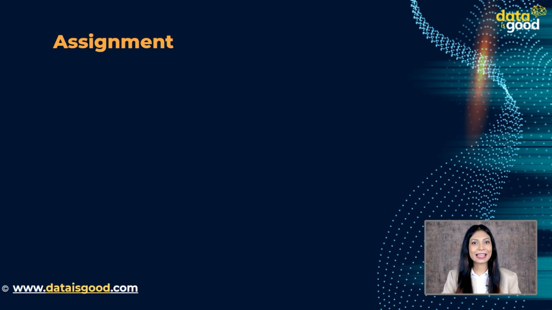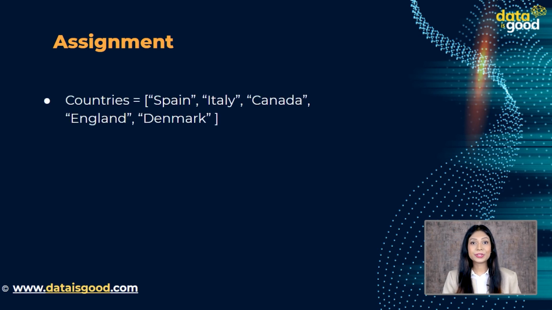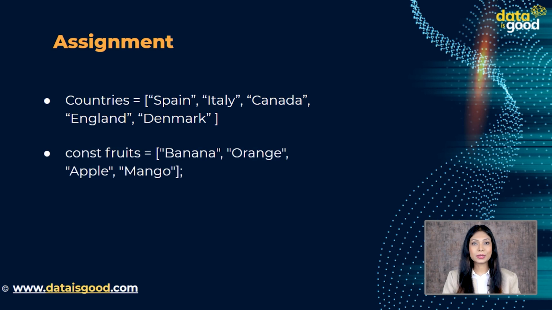And it's assignment time. Use push to add India and Japan into this array and then pop the last element. Countries equal to Spain, Italy, Canada, England, Denmark. Determine the output of the code. Constant fruits is equal to banana, orange, apple, mango. Variable A is equal to fruits.pop. Document.write.